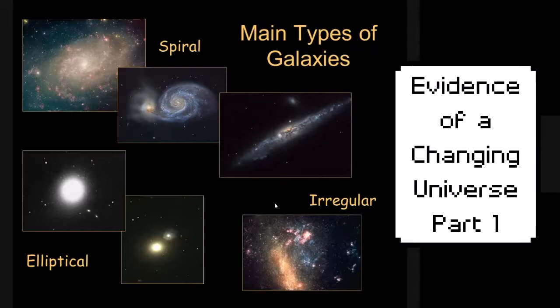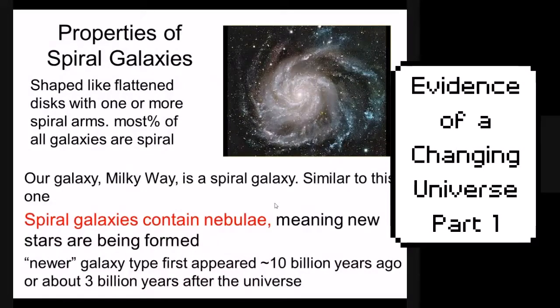For spiral galaxies, our own Milky Way galaxy is a type of spiral galaxy. It's called a barred spiral galaxy. And spiral galaxies tend to make up most of the galaxies in our visible universe, at least from what we can see nearby us. Let's call it our local group. Anyway, our Milky Way galaxy is spiral, and it's kind of like this one.